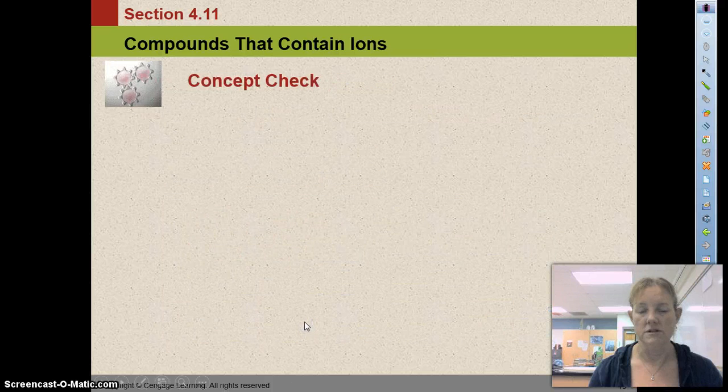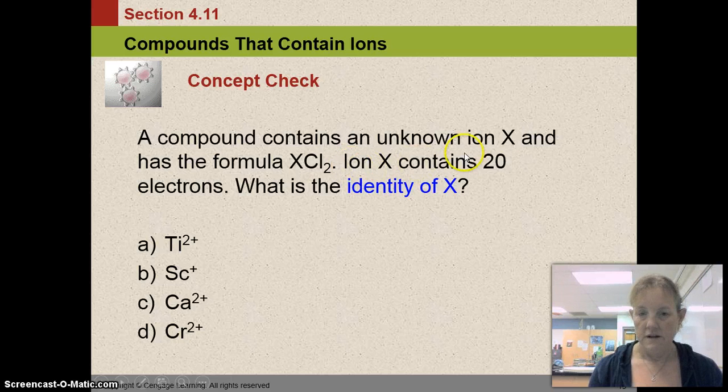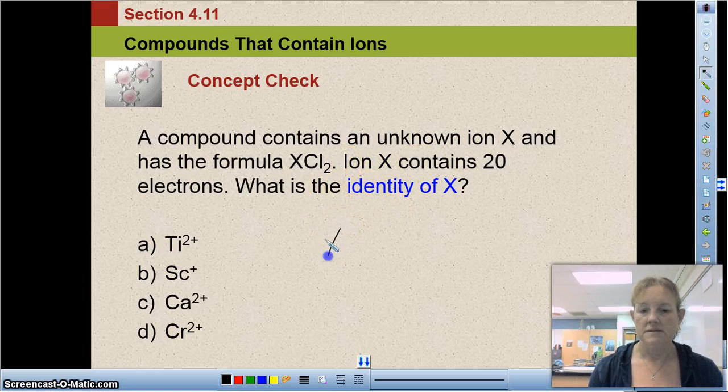You always have to make sure the sum is 0. Let's look at the concept check. It says a compound contains an unknown ion X and has the formula XCl2. Ion X contains 20 electrons. What's its identity?